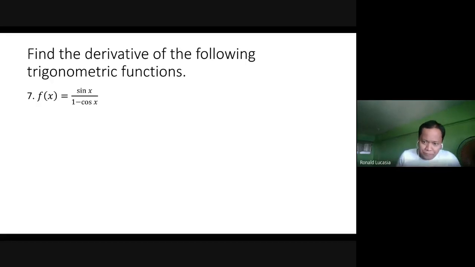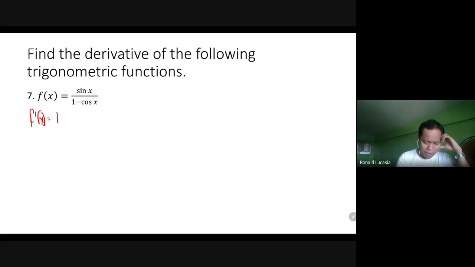Sige, check natin. So, we have now ito ay quotient, 1 over 1 minus cosine x, 1 over 1 minus cosine x. Check natin kung sagot ni Joshua and Ariel.